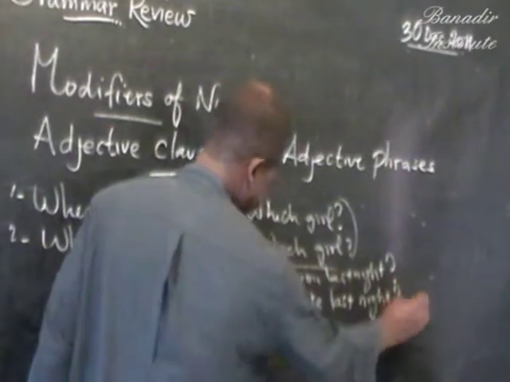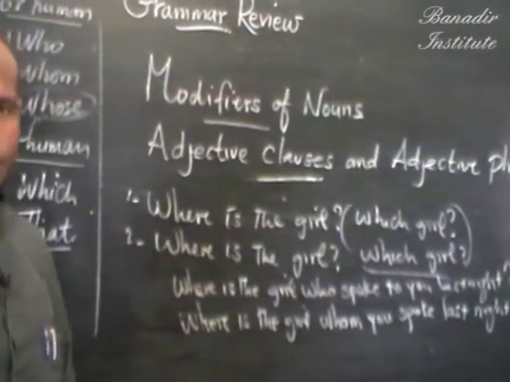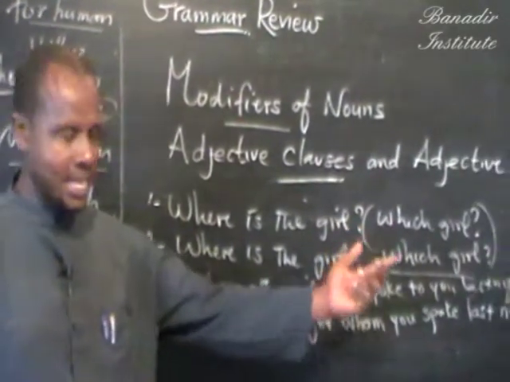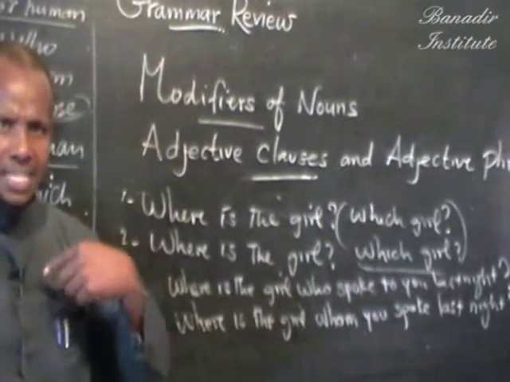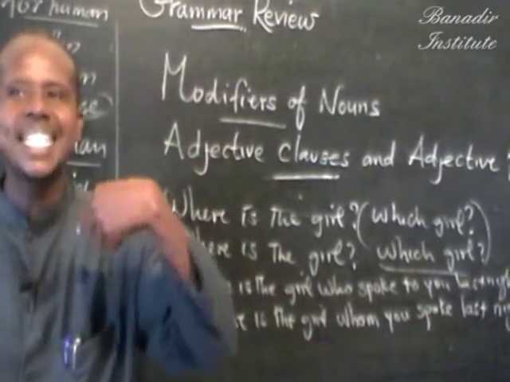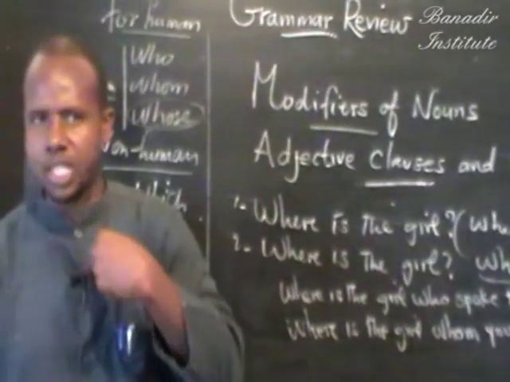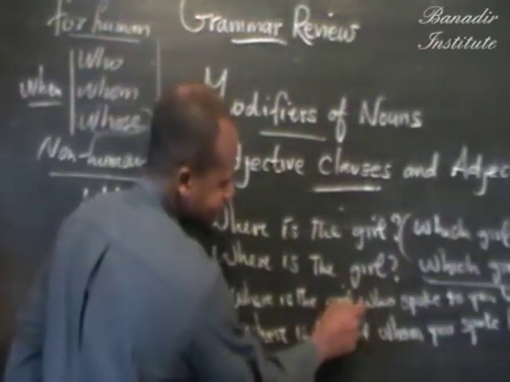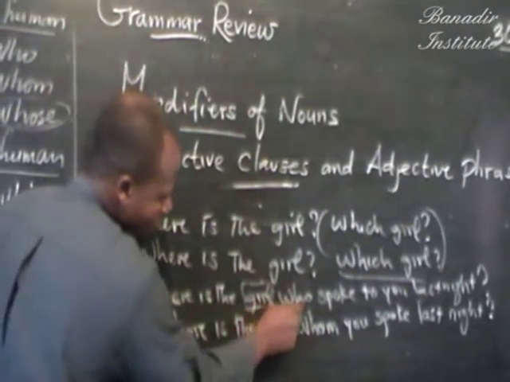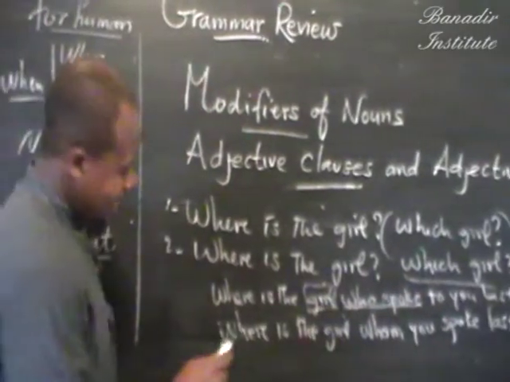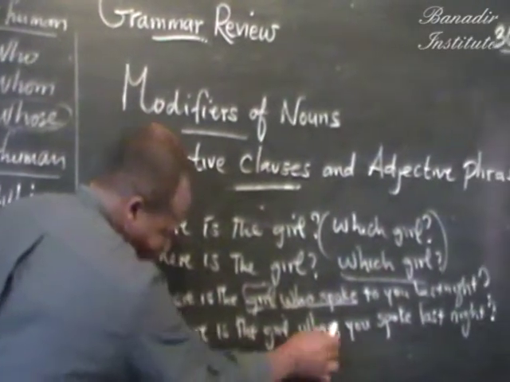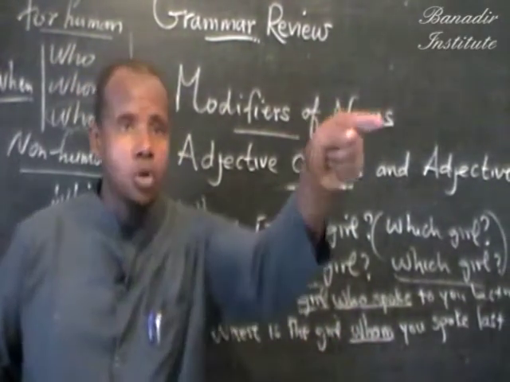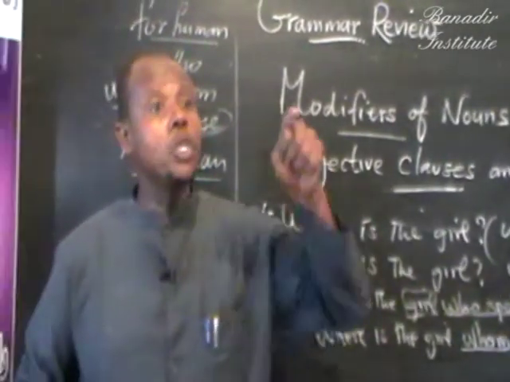I have two meanings here. Where is the girl who spoke to you last night? Now, the girl spoke to me last night. She was the subject, I was the object, because she spoke to me. This time, the girl is subject. I will use here who spoke. This time, the girl is object, because I spoke to her. Where is the girl whom you spoke?